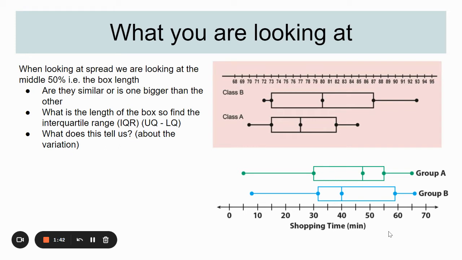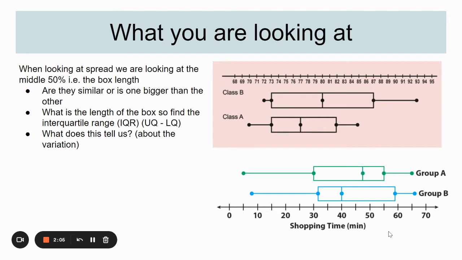So if I have a look at these two graphs that I've found, the top one, if we look at the middle 50% box, we can see that Class B is a lot wider than Class A. So what we could say there is that Class B has a lot more variation than Class A. And we'd back that up with our evidence, which would be to calculate the quartiles, the interquartile range.